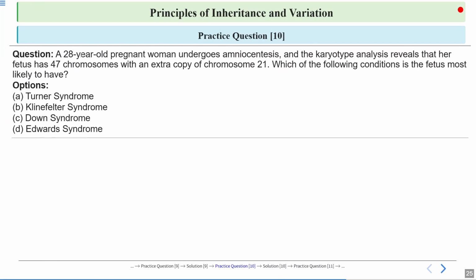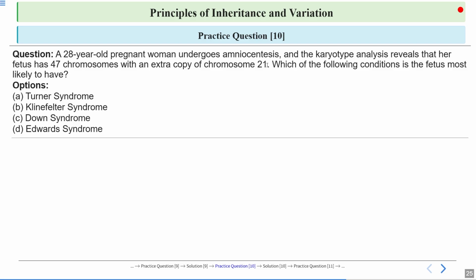The next question: a 28-year-old pregnant woman undergoes amniocentesis. With the help of amniocentesis, you can detect genetic disorders. The karyotype analysis revealed that her fetus has 47 chromosomes instead of 46, and there is an extra copy of chromosome 21. Which of the following conditions is the fetus most likely to have? The options are Turner syndrome, Klinefelter syndrome, Down syndrome, or Edwards syndrome.